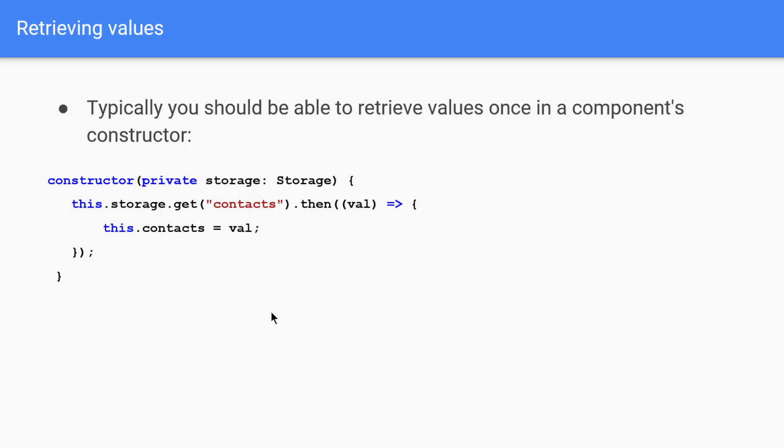Typically, you should be able to retrieve values from storage once in a component's constructor if we're using the JavaScript promise syntax. If you wanted to use the async await notation, then we might use the ngOnInit function, as we can set it to be an async function, whereas we can't set a constructor to be async. In either case, we query the storage element before the component displays.